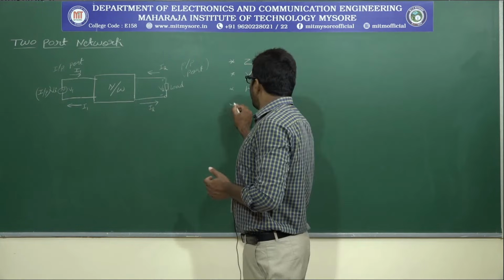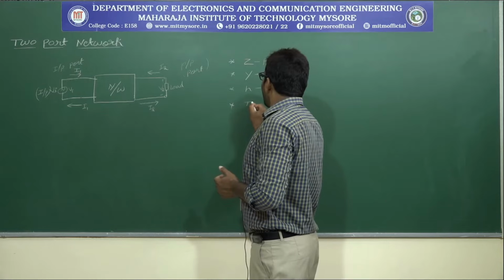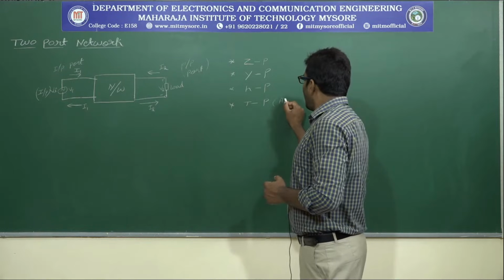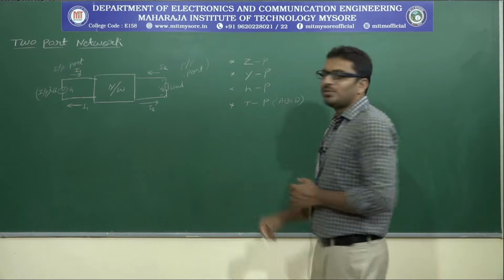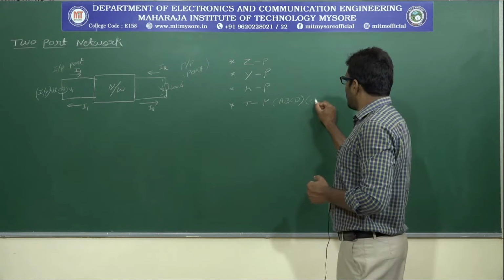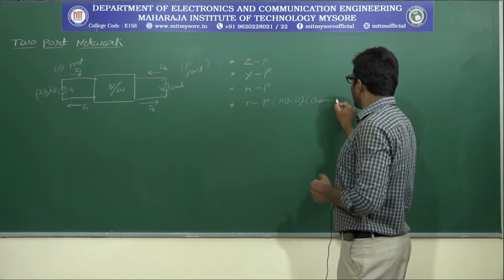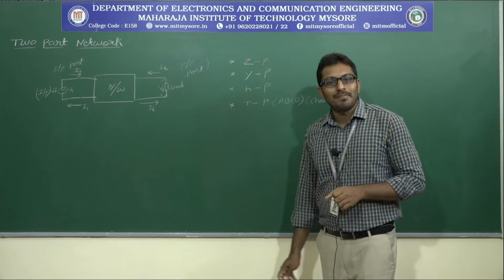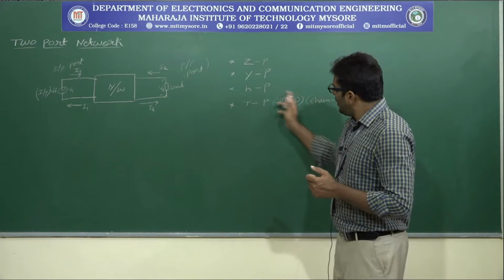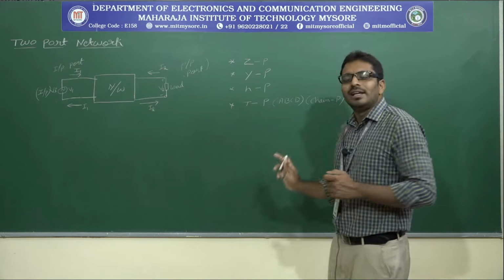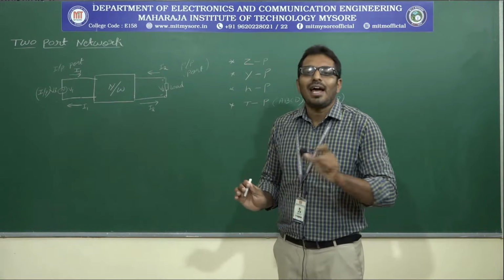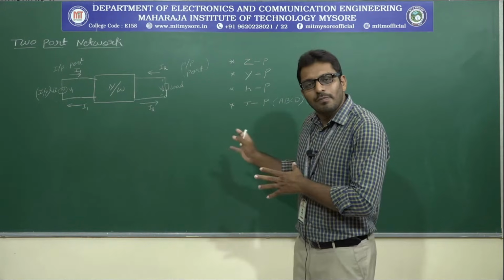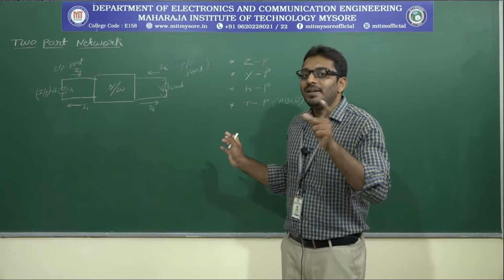The fourth one is the T parameters. This is also known as ABCD parameters, chain parameters, and one more name, pi parameters. There are many names for the T parameters. These parameters are used in transmission lines. It is like a cascade connection, an end-to-end connection. We use this set of parameters in modeling of transmission channels.